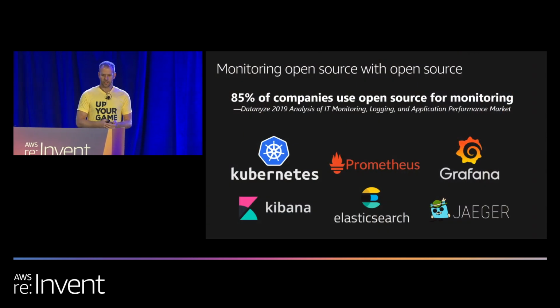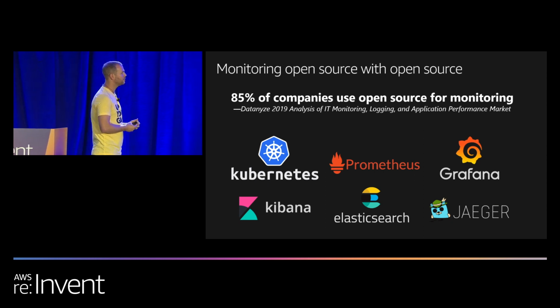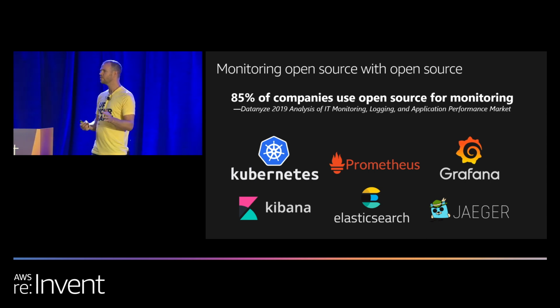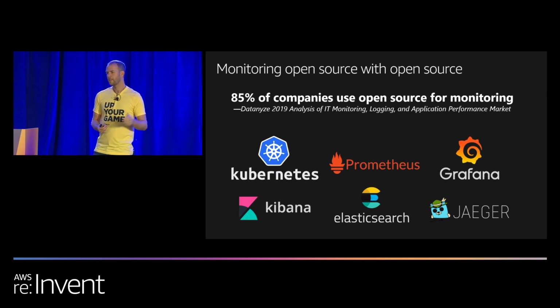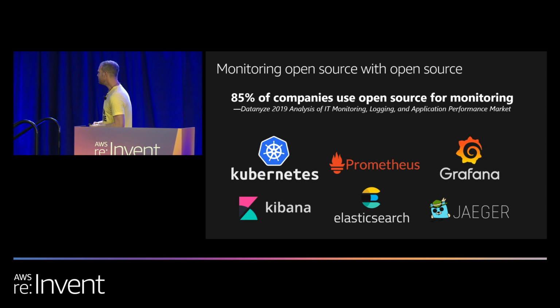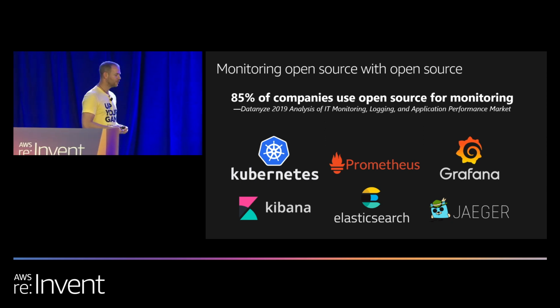So, open source for telemetry success. This is a survey that was done by Dynatrace, and according to them, 85% of companies are using open source to monitor their environments. Who here is using open source to monitor, whether it's Prometheus, ELK, Jaeger, Grafana, stuff like that? All of the above.